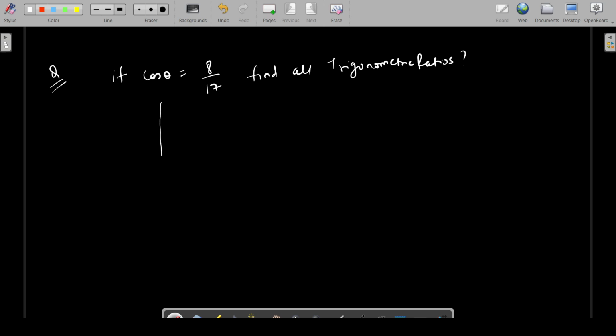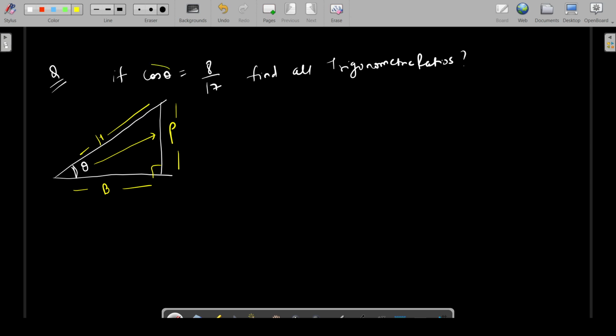Let me draw a right angle triangle, and this angle I'm assuming is theta. We have studied in the earlier lecture that this is 90 degrees, this is the perpendicular, this is the base, as perpendicular and base make 90 degrees, and this is the hypotenuse. The largest length in a right angle triangle is the hypotenuse.